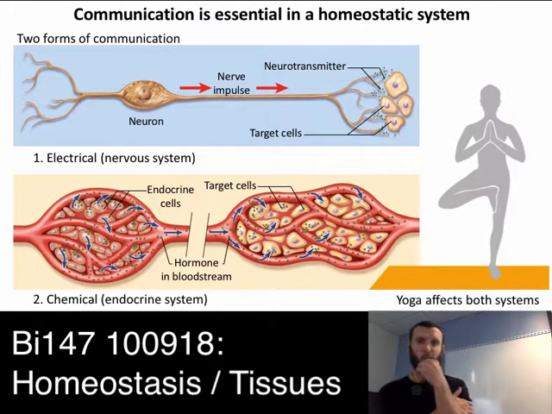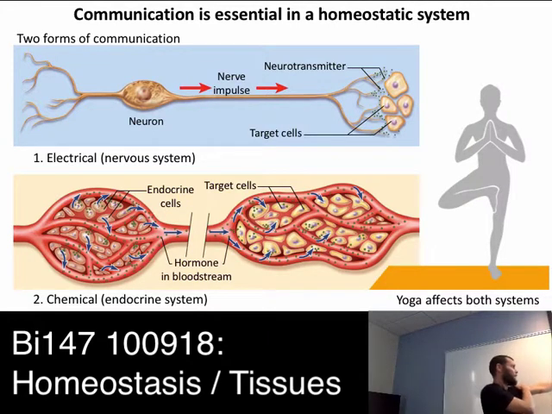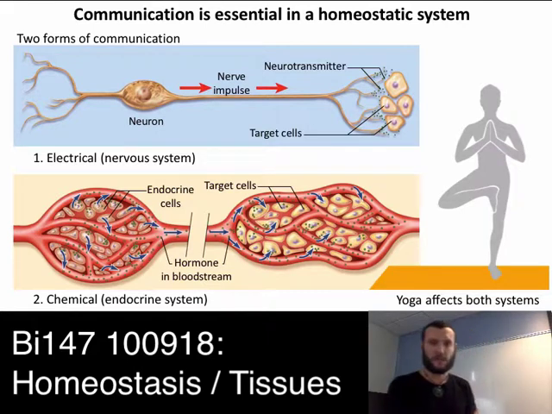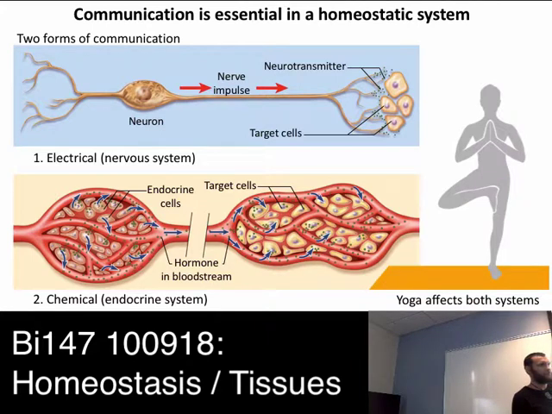Communication is essential in a homeostatic system. There are two types of communication. There's the electrical communication that's done by the nervous system, and then there's chemical communication, which is mediated by the endocrine system. Here's the way this works. We have some neuron. Information comes in through the dendrites into the neuron. It processes it through scientific magic, and then it sends the impulse out through the axon to the telodendria, out to the synapses of whatever the target cell is.